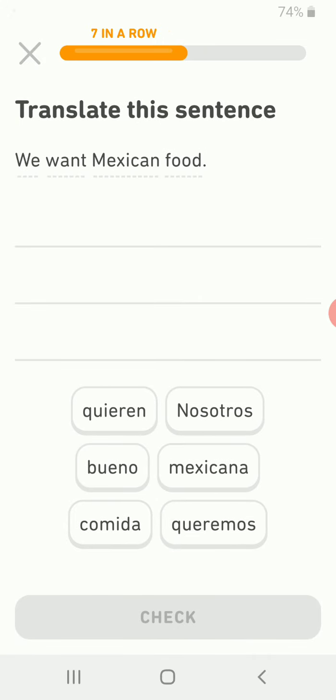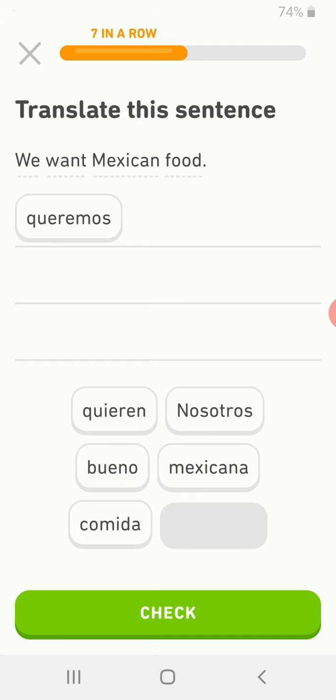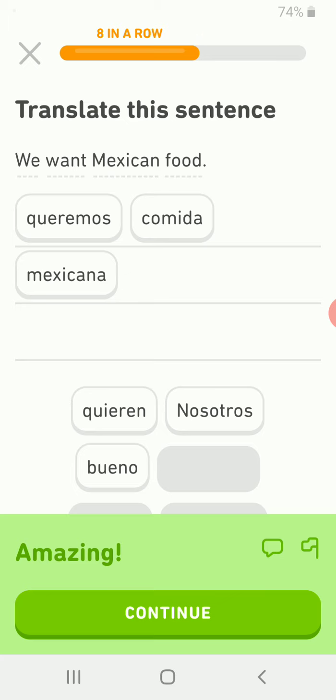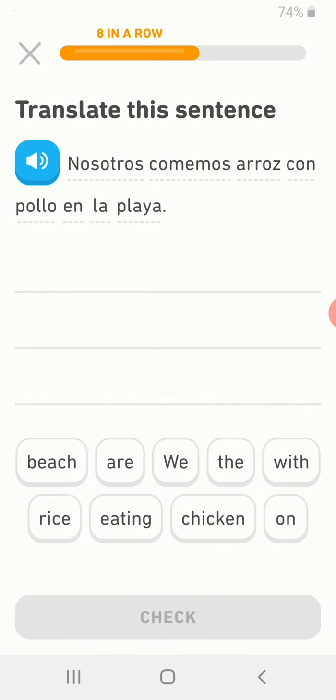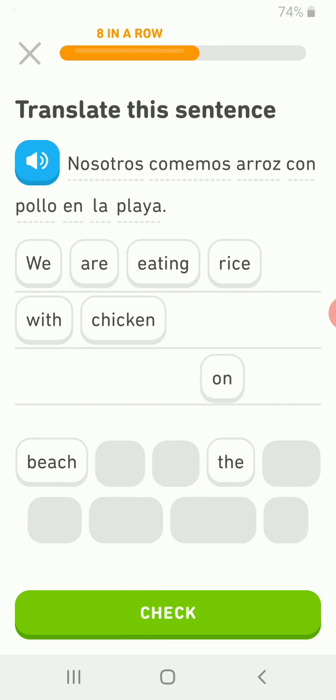We want Mexican food. So we is queremos. Nosotros. I bet you that if I just say queremos comida mexicana, it also works because in Spanish you can omit the subject pronouns. It's not obligatory. Nosotros comemos arroz con pollo en la playa. Translate this sentence. So we're eating rice with chicken on the beach or at the beach. En la playa, at the beach.